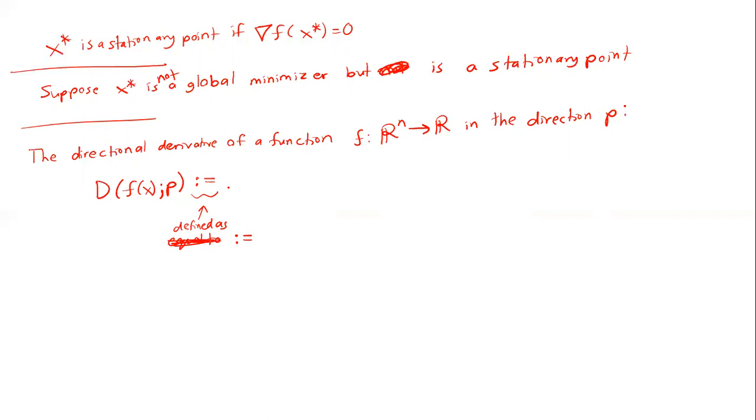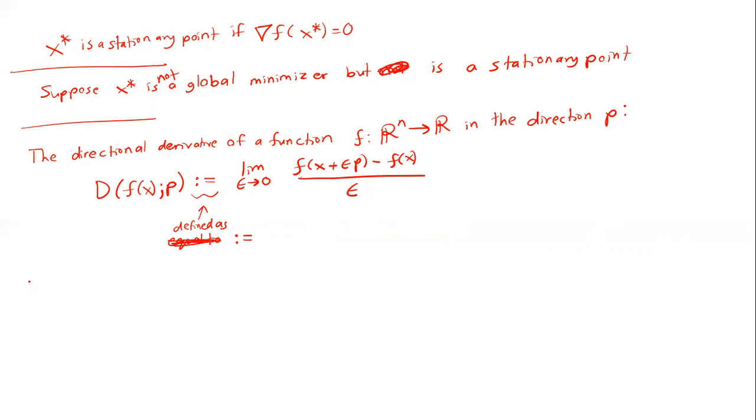So this is defined as the limit as epsilon goes to 0 of f of x plus epsilon p minus f of x over epsilon. So it means that if I am going in this direction p, and then I go some distance epsilon, I'm taking this limit as f of x plus epsilon p minus f of x over epsilon.